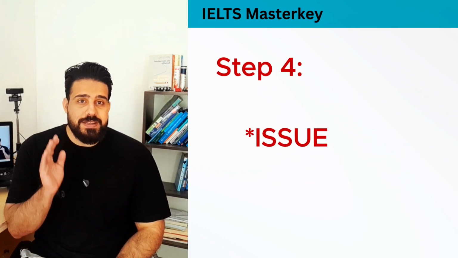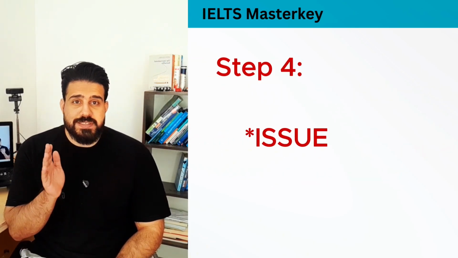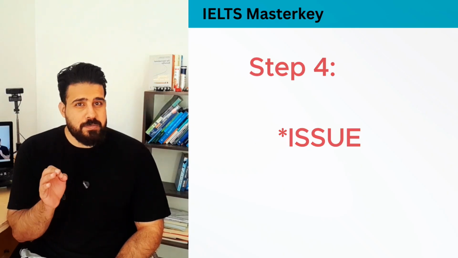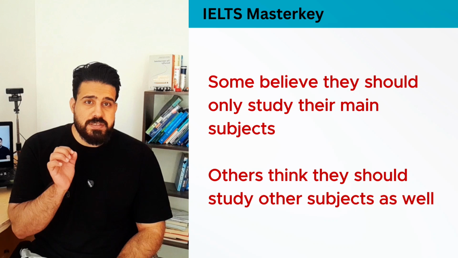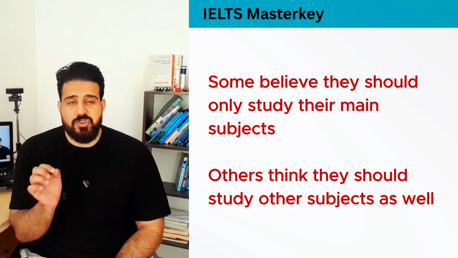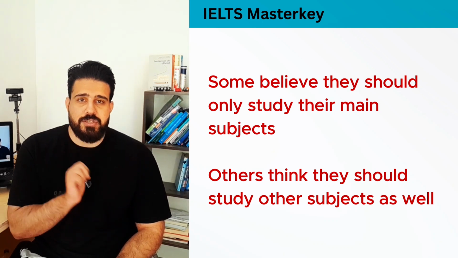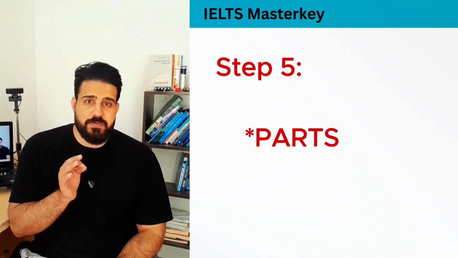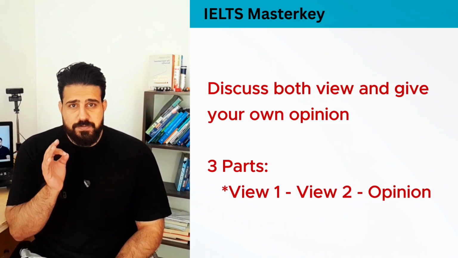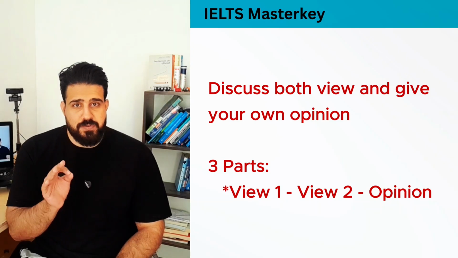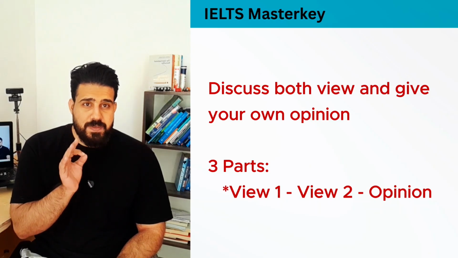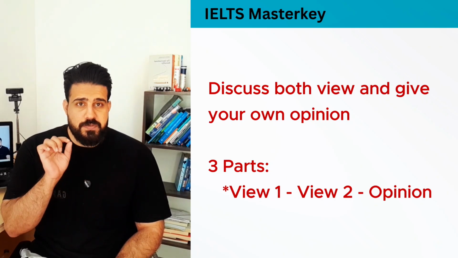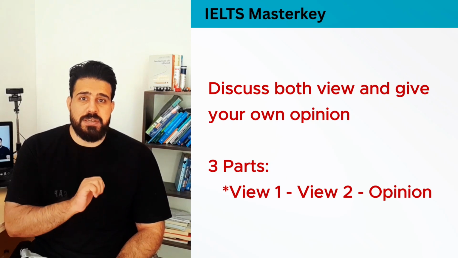Step 4, identify the issue. What exactly is being debated here, or what exactly is the problem? For example, should university students study only their main subjects or take general courses too? That's the issue. And finally, step 5, identify the parts of the question. For example, if the question says discuss both views and give your own opinion, that means you've got 3 parts to cover: view 1, view 2, and your own opinion.